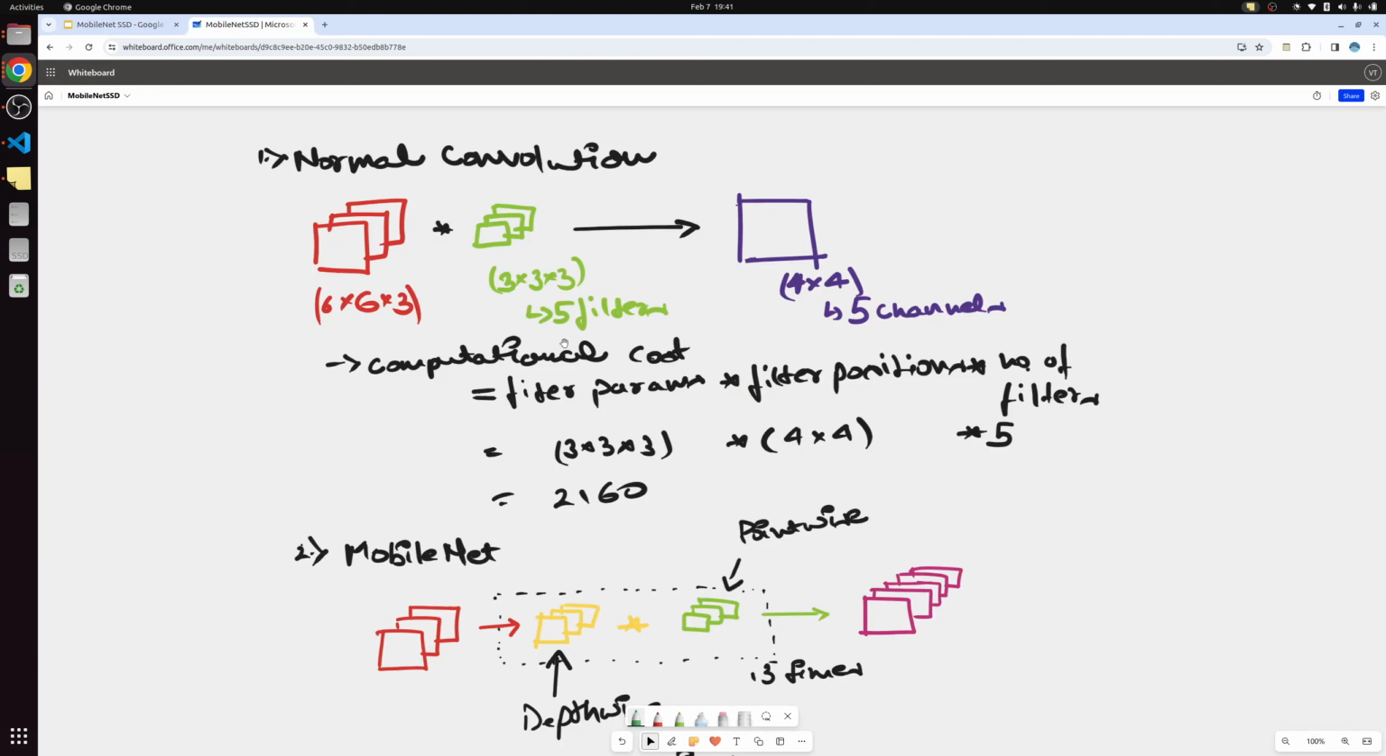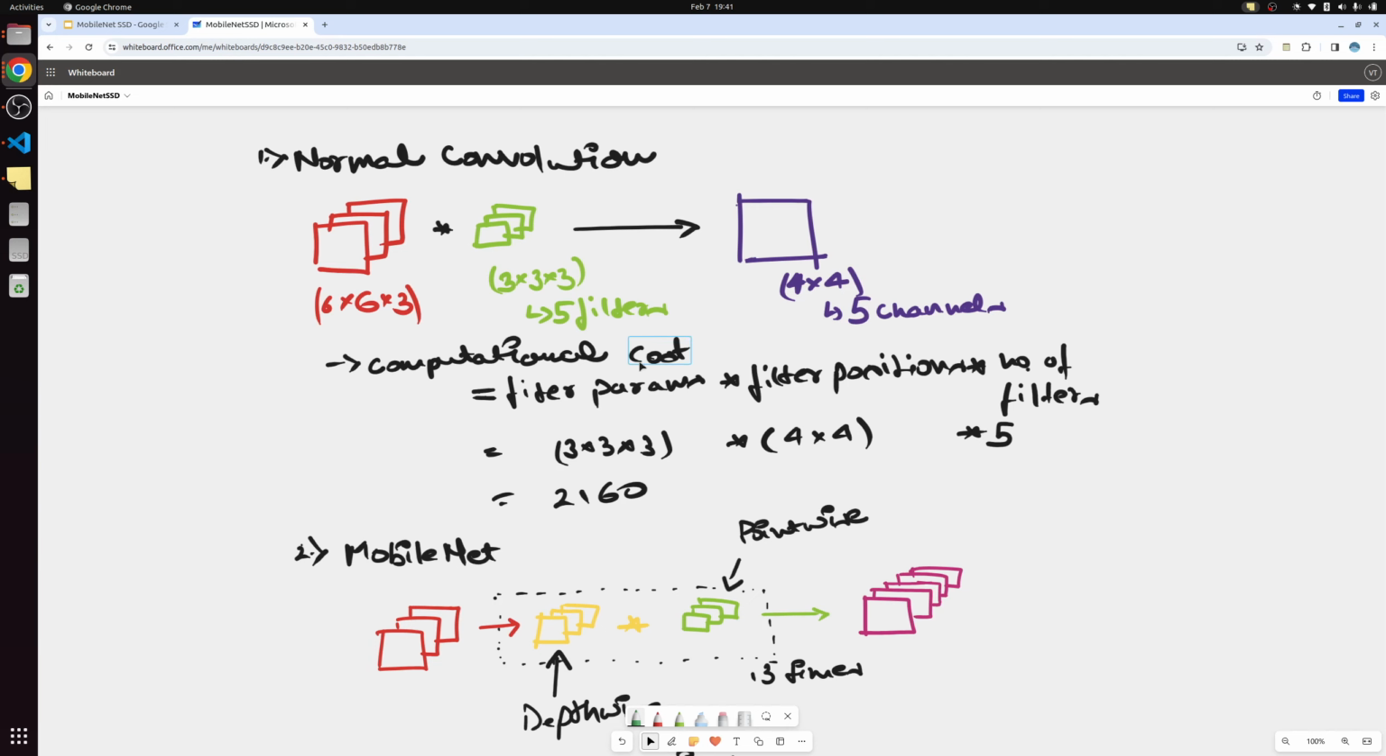Here you can see, let's first compute the computational cost of a normal convolution. So here you have a 6 by 6 by 3 input image. You apply a filter of 3 by 3 by 3 and you get a 4 by 4 channel. Now let's assume you use 5 filters, so the number of channels in your output is 5.